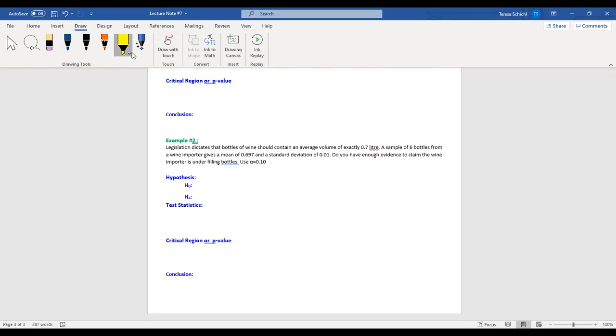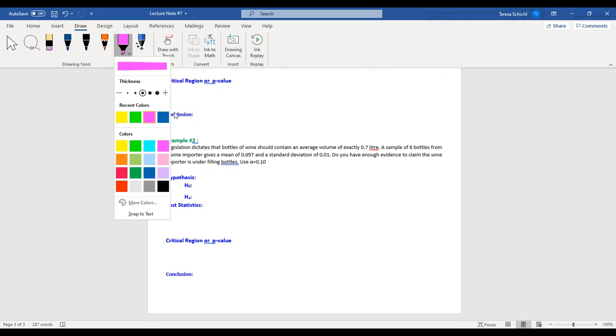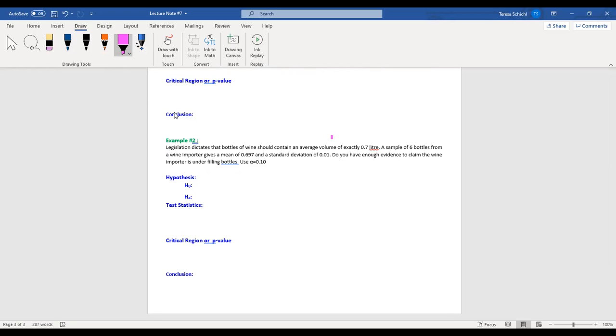Okay, so now this one's here. Let's try to highlight the things we learned here. The bottles of wine should have a volume of 0.7 liters. A sample of 6 bottles from the wine importer gives a mean of 0.697 and a standard deviation of 0.01. So I want to see, do you have enough evidence that this wine importer is underfilling the bottles?